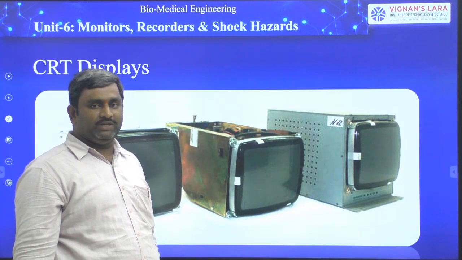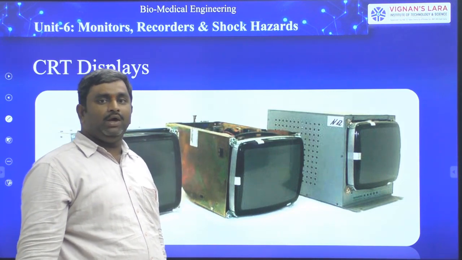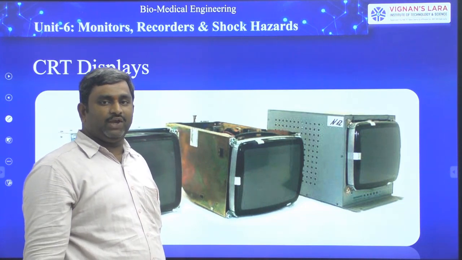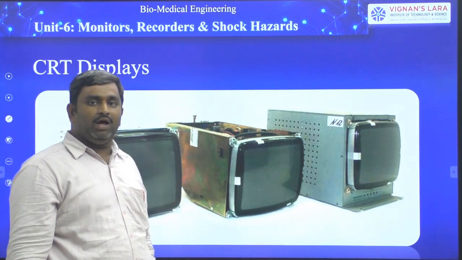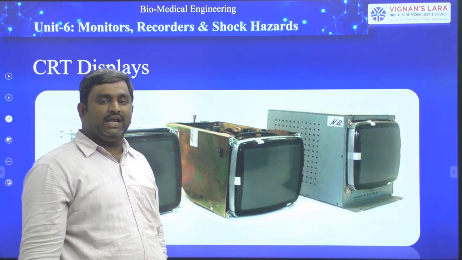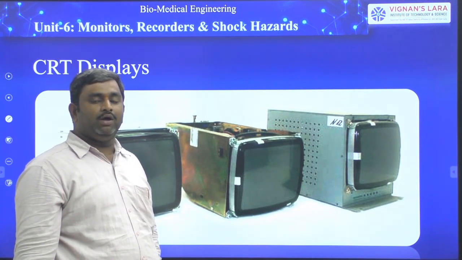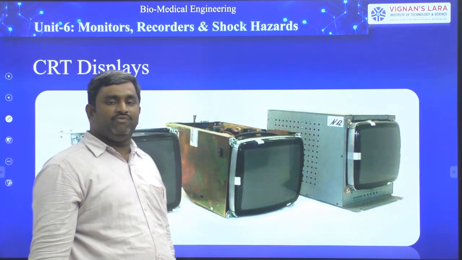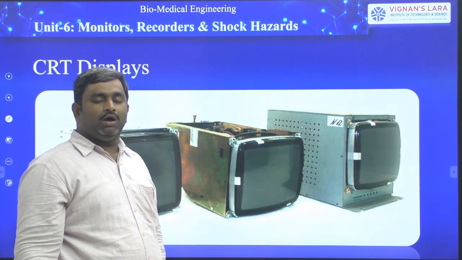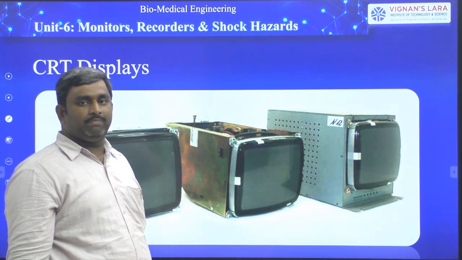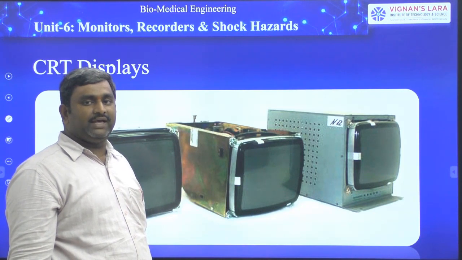Cathode ray tube display. In this display we have a vacuum area in a glass material. In this vacuum area we are sending some electrons. These electrons will hit the end point on some material-coated surface. Whenever the electrons reach the coated surface, it will give some light output. That is what we call displays.